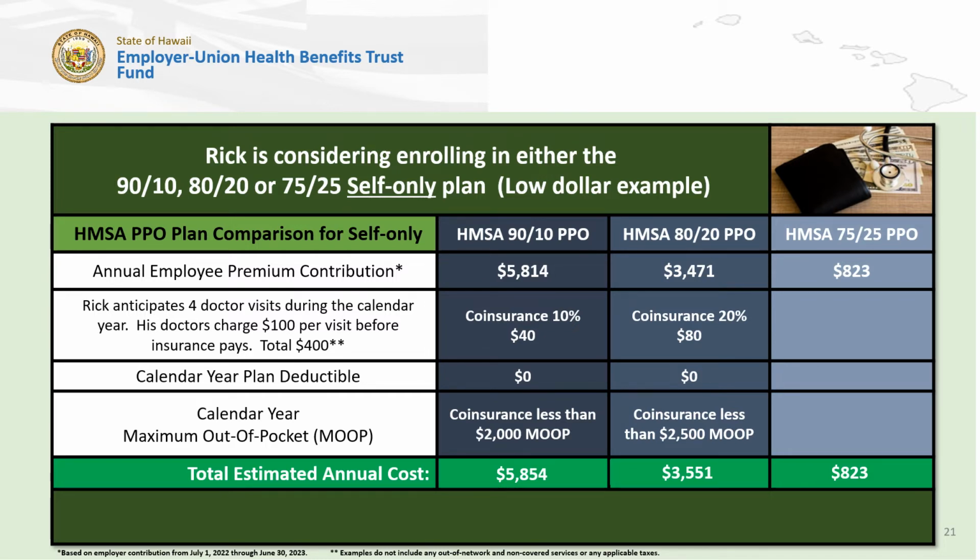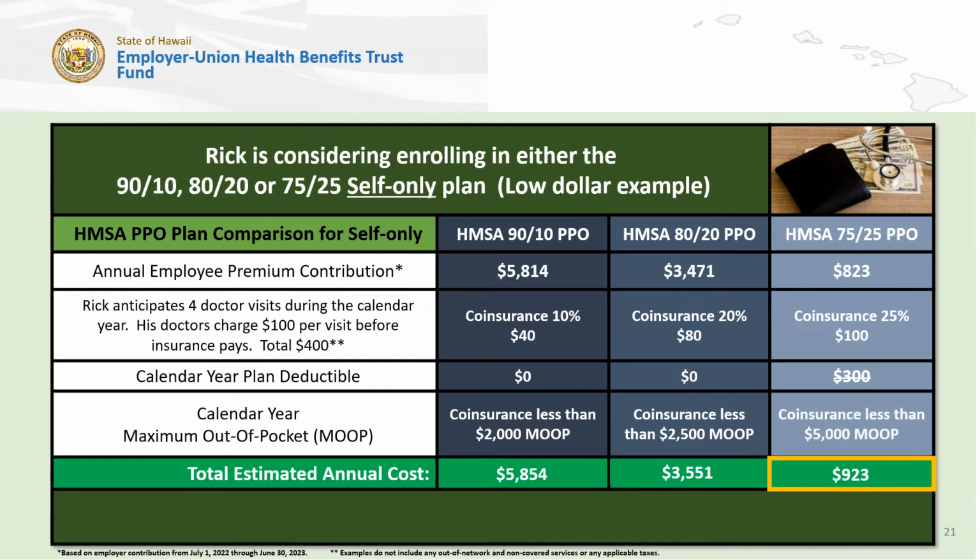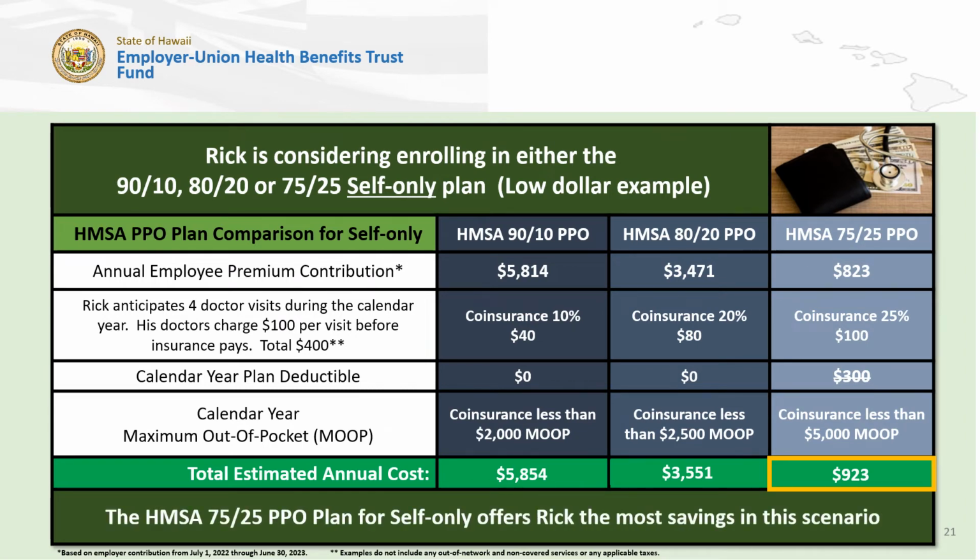The 75/25 plan has a 25% coinsurance in addition to a $300 annual deductible per person under the plan that must be satisfied before the benefits that apply to the deductible are paid. However, physician visits do not apply to the deductible. Therefore, Rick's total estimated annual cost under the 75/25 plan would be the coinsurance plus annual premiums, making the 75/25 plan the plan that offers Rick the most savings in this scenario.